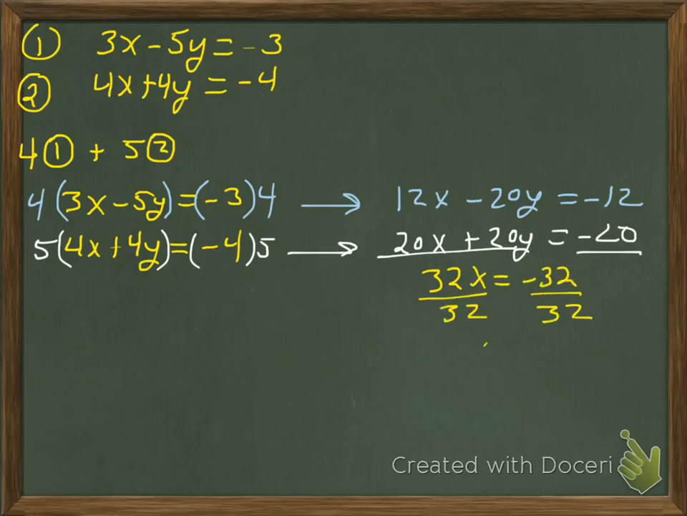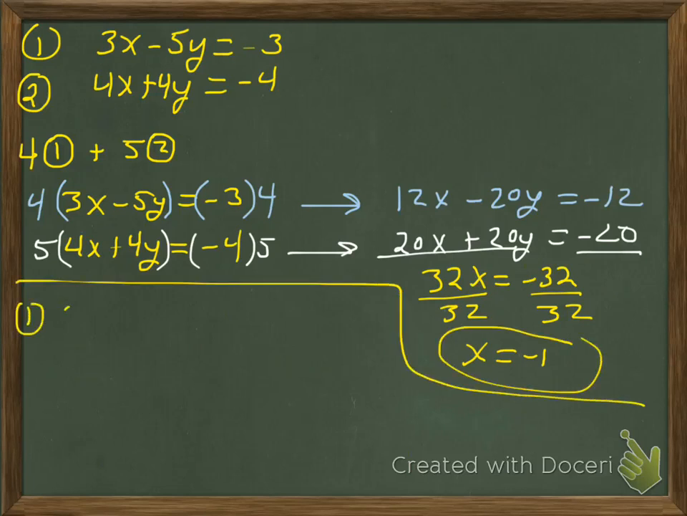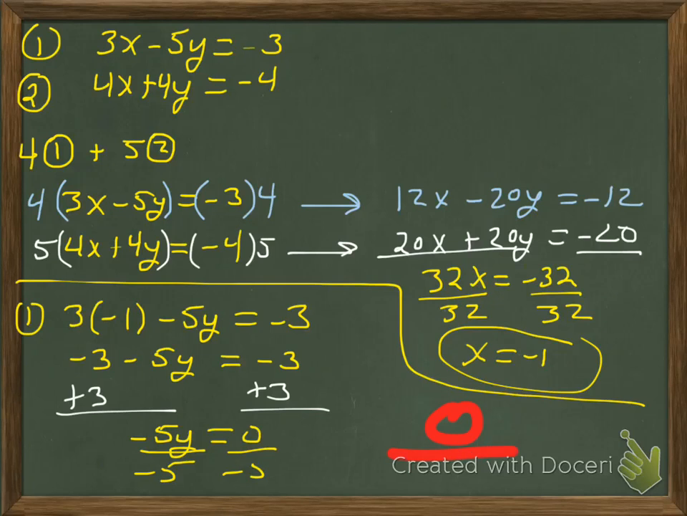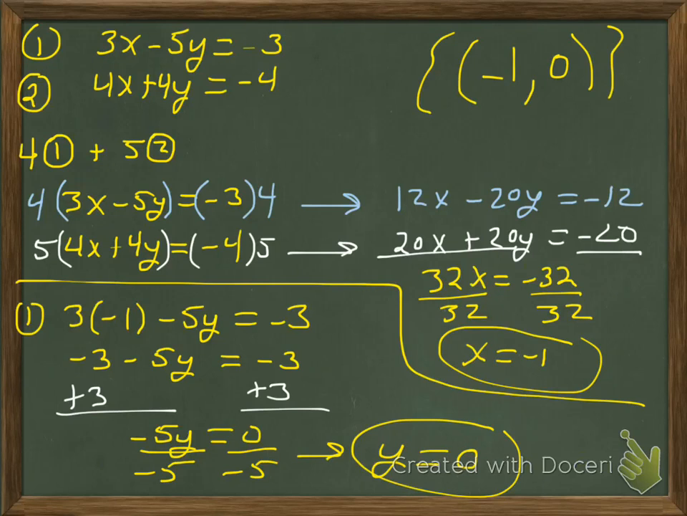Divide both sides by 32. x is equal to negative 1. And then I can plug in negative 1 into either equation. Does not matter. I'm going to get the same value for y. I'm going to go with the first equation because the numbers are smaller. So equation 1, 3 times x, which is negative 1, minus 5 times y equals negative 3. And we're just going to be isolating the y, so we're going to add 3 to both sides. Negative 5y is equal to 0. We're going to divide both sides by negative 5, and this is 0 over a number. Remember, that is 0. Okay. So y is equal to 0. So my ordered pair is (negative 1, 0) as my solution.